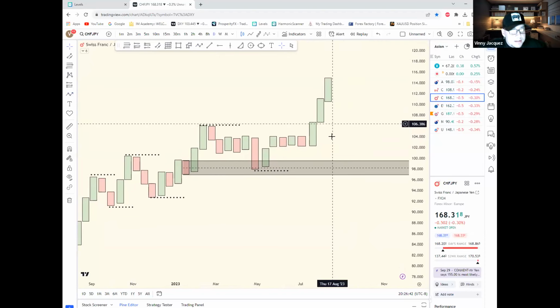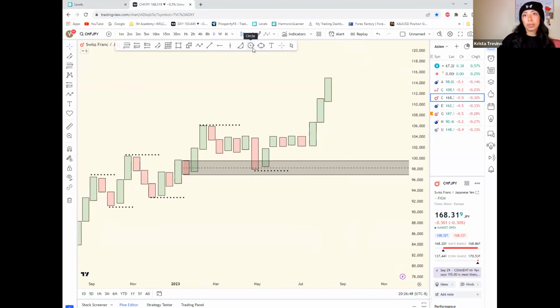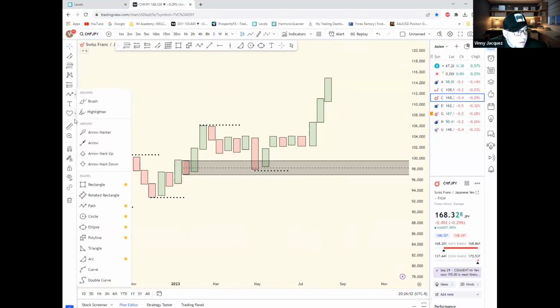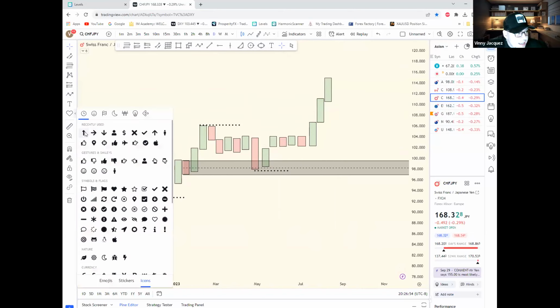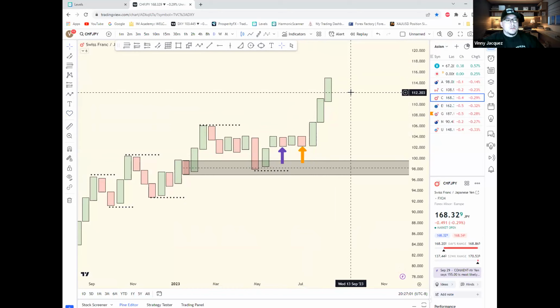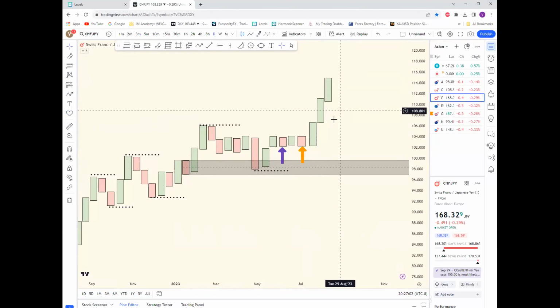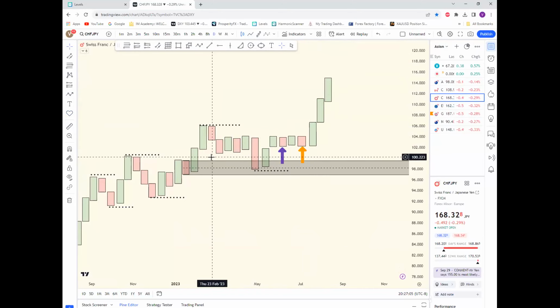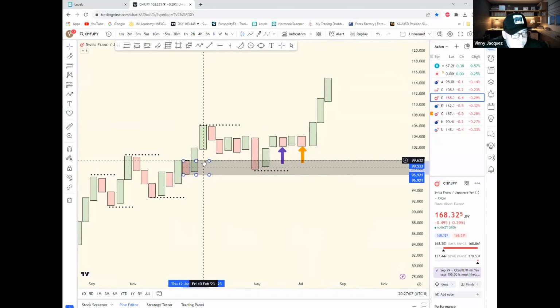What just happened, guys? Is this a rally breakout? Is this our BOS continuation? Yes or no? Yes. Okay. What candle is our starting point? Is it the purple one or is it the orange one? Which one's our starting point? Orange. It's the orange one. Let's go.